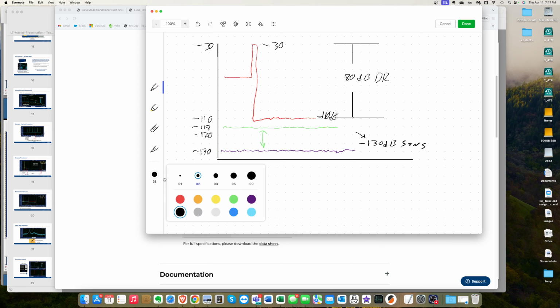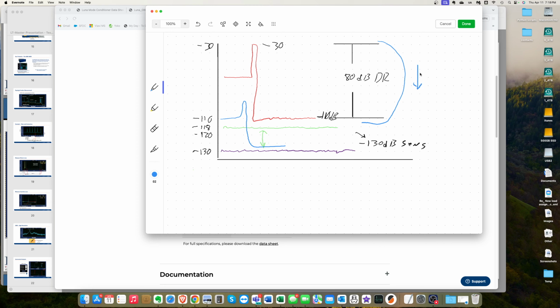I'm going to draw another one in here, a blue one. Now if I can keep the reflections low, like down around here, then I have a tremendous amount of dynamic range that allows me to get closer to the noise floor of the instrument. So think of the 80 dB dynamic range as a window that you can move up and down. What moves that window up and down is the strength of the highest reflection that you have.